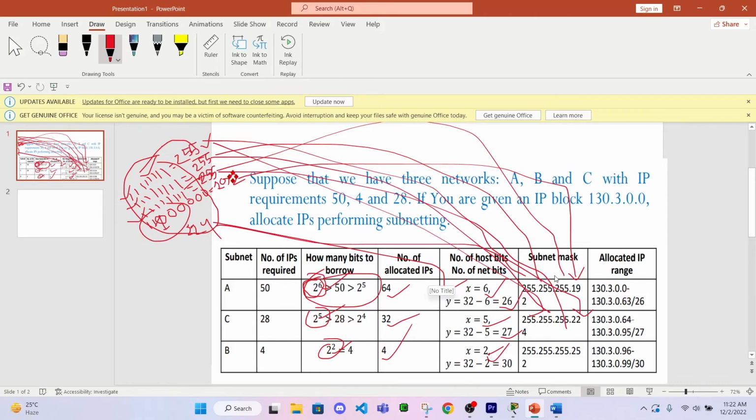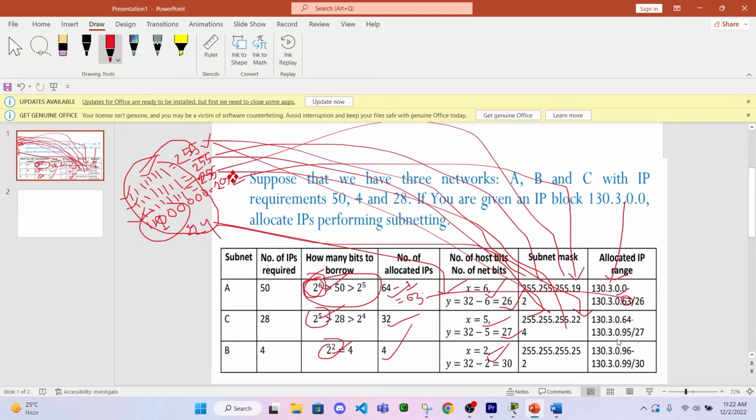Okay, students, and then the allocated IP. The allocated IP starts with the IP block. Here the IP block is 130.3.0.0. So first we write this, and again the range where it stops. The range end here is 63. And how do we get 63? The number of allocated IPs minus 1. So 64 minus 1 is 63. So the range is 0 to 63.